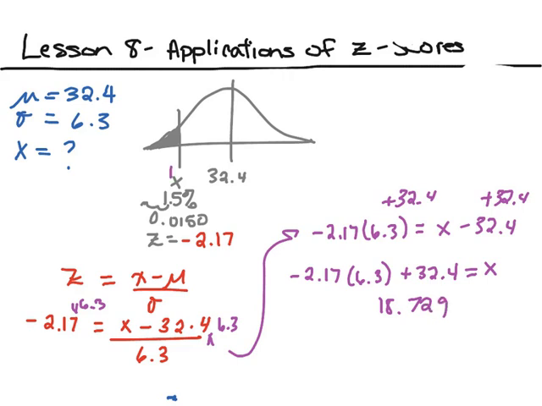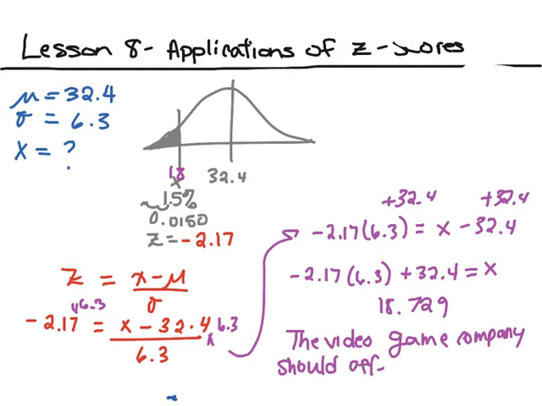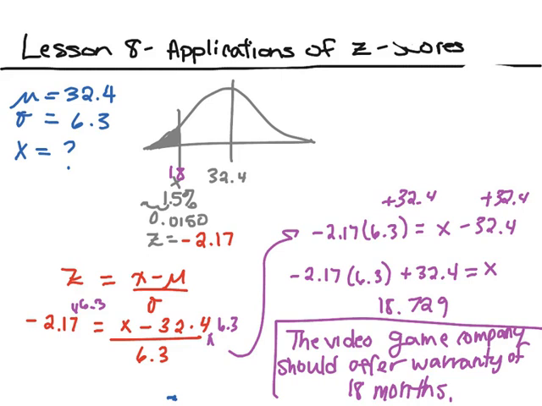18.729. So that means here is 18. So after 18 months is the correct time for warranty that will only be 1.5%. So the video game company should offer a warranty of 18 months. That way, they're only having to pay for 1.5% of video games that are broken.